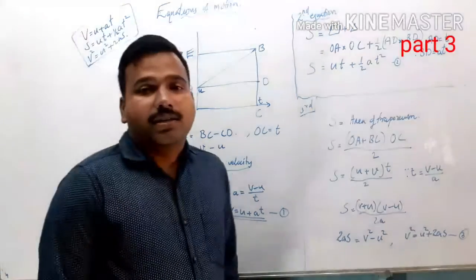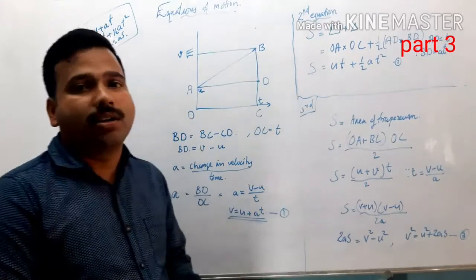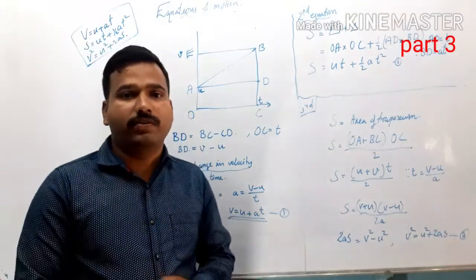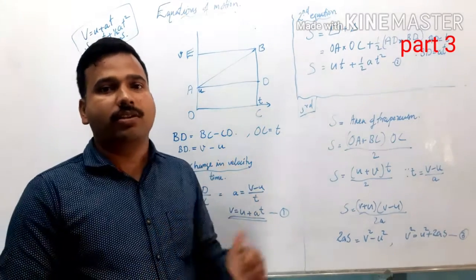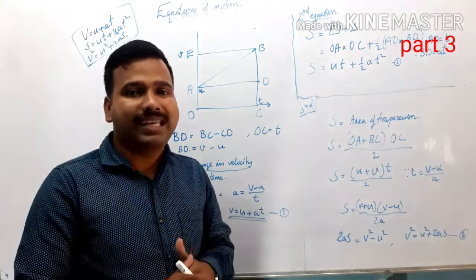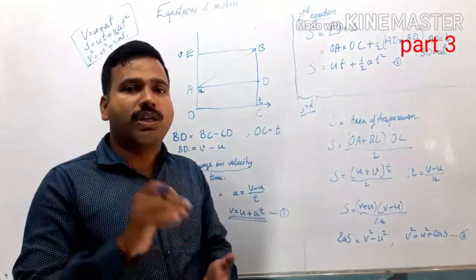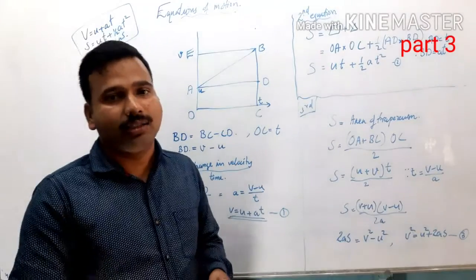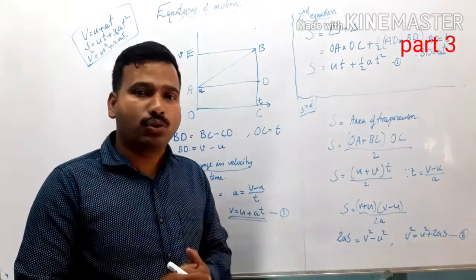Hello dear students, in today's video we are going to discuss the derivation of the three equations of motion. We already discussed that. Which are the three equations of motion? The first equation is V is equal to U plus AT, the second equation is S is equal to UT plus half AT square, and the third equation is V square is equal to U square plus 2AS.